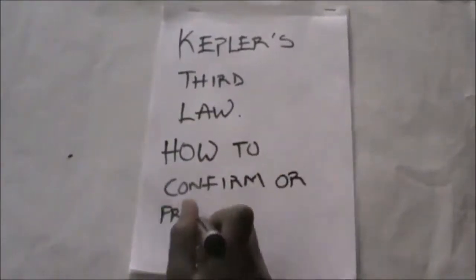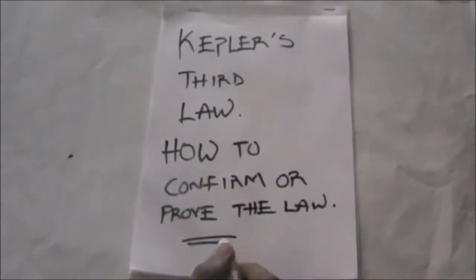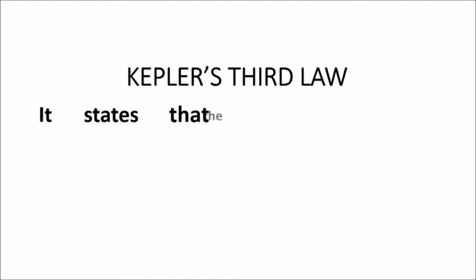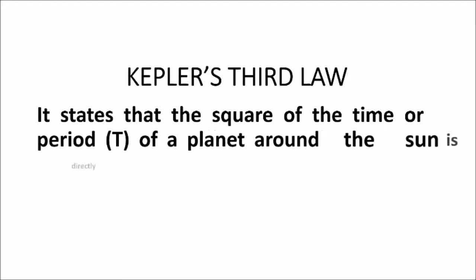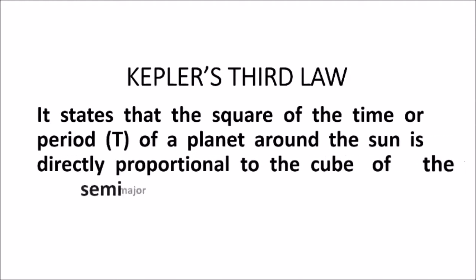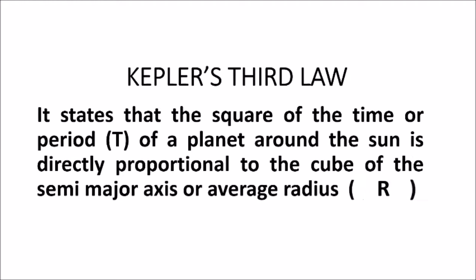Today we'll be talking about Kepler's third law of gravitation. So Kepler's third law states that the square of the time or period T of a planet around the sun is directly proportional to the cube of the semi-major axis or average radius r.